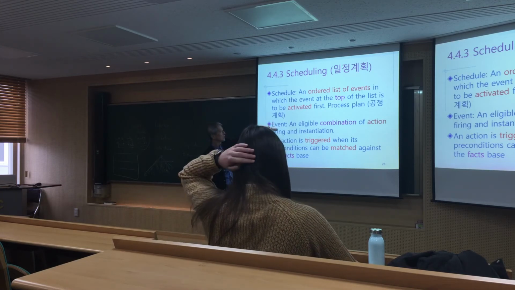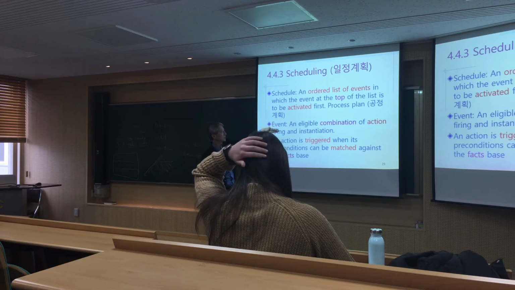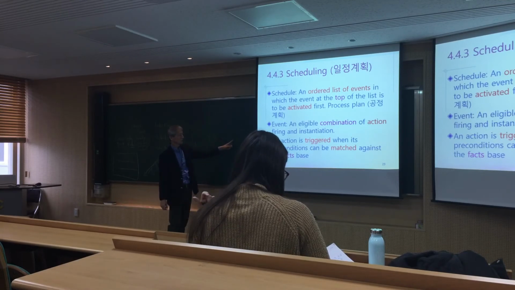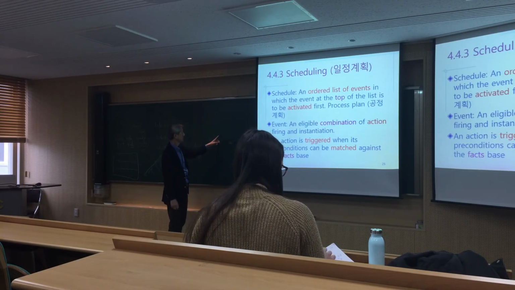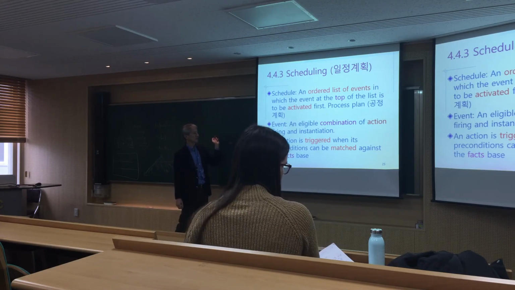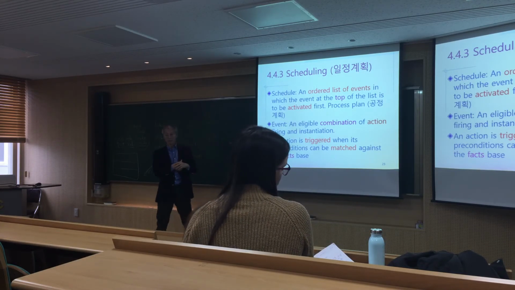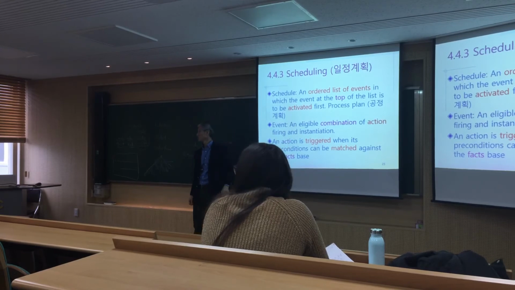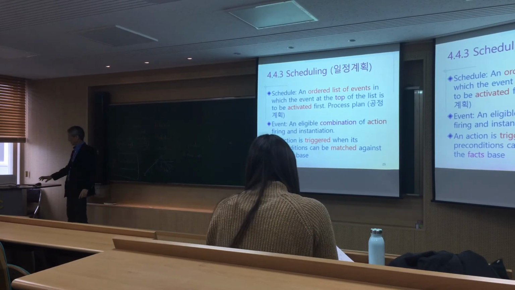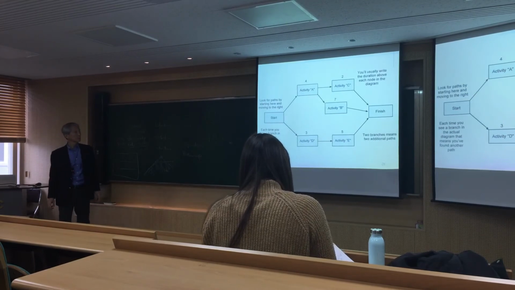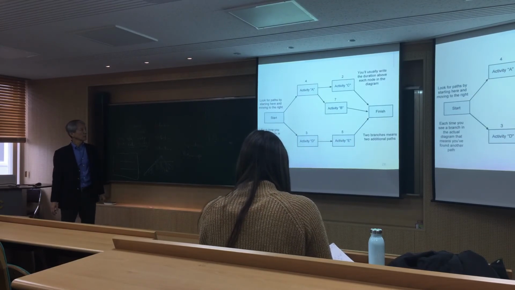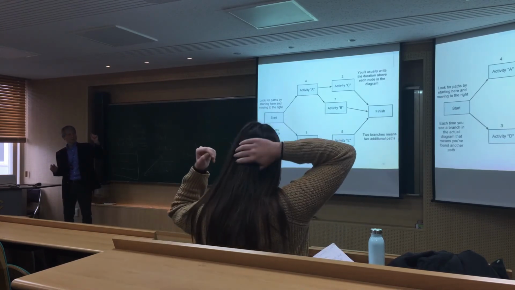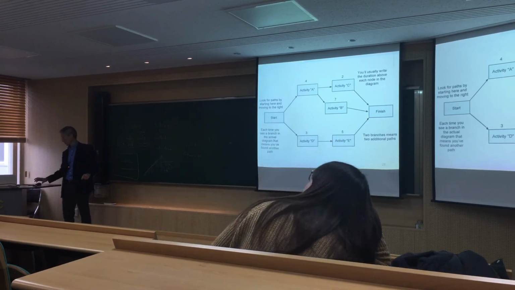And activation. An event is a combination of action and instantiation. And an action is triggered when its precondition is matched against the fact base, and the firing, right? The triggering and firing is the same as a gun. So they use the wording action in production system. Rule as action. This is just a sample of a scheduling diagram. So there, once again, the sequence is important. Timeline is important.